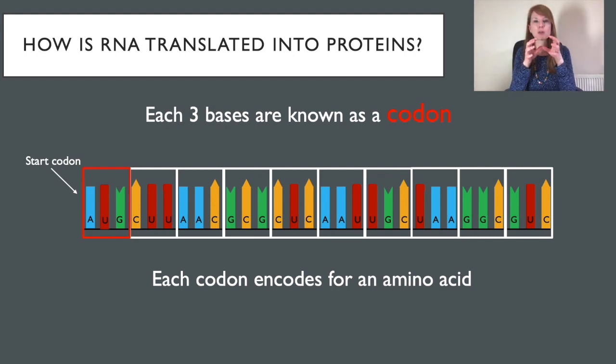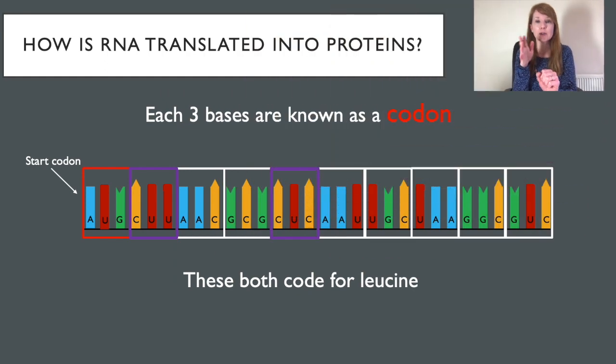So it will start with what we call the start codon. In eukaryotes, this is AUG, and it encodes for the amino acid methionine. It will start here, and then it will run along the length of the RNA, taking each 3 bases as it finds it.